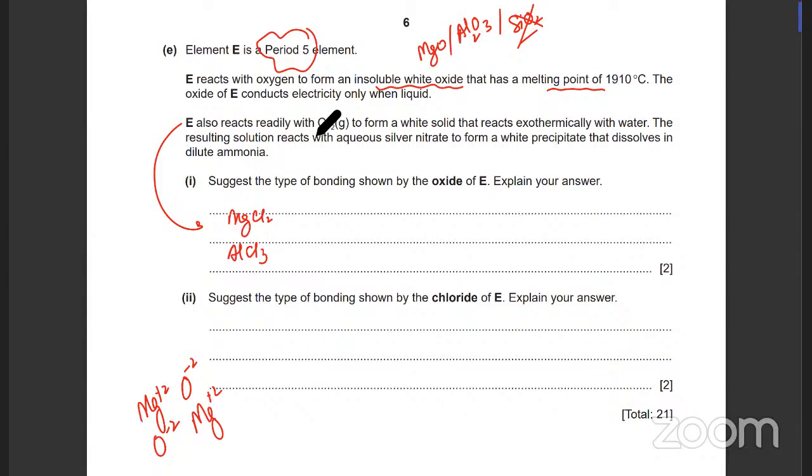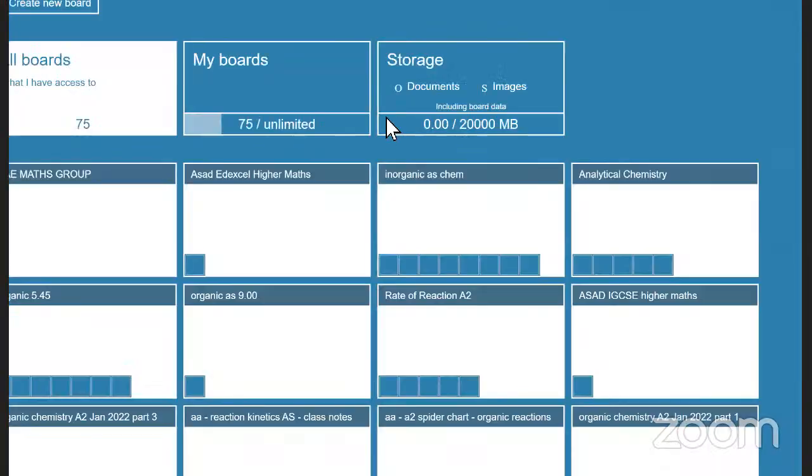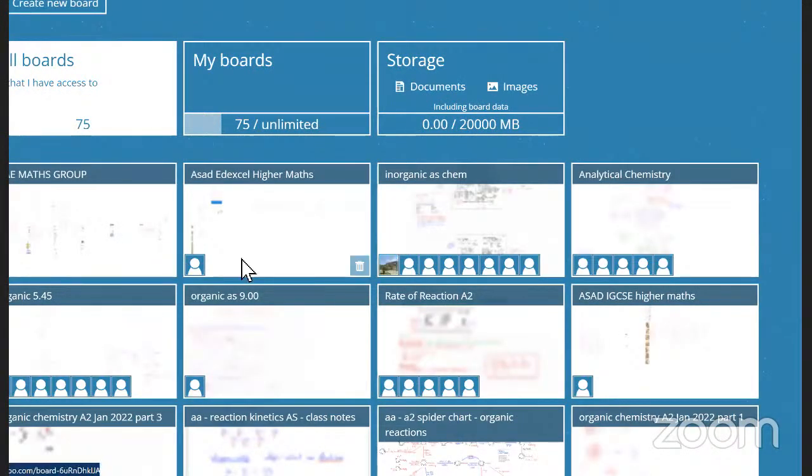So they're chlorides now. The reaction with Cl2 would form a white solid. Group 1, 2, 3 always form white solids. Which one is going to react exothermically with water? Let me just go through chlorides and oxides once more. Aluminium chloride reacts with water to form fumes of HCl. Magnesium chloride doesn't really do much. It only has a very slight hydrolysis.